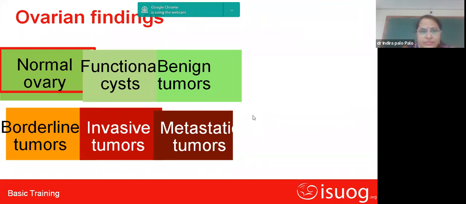In adnexal masses, we'll discuss what a normal ovary looks like, what a functional cyst looks like, and what the common benign tumors are that we see on ultrasonogram. For the rest, the borderline tumors, invasive tumors, and metastatic tumors, we'll discuss how to diagnose them by IOTA simple rules and descriptors.